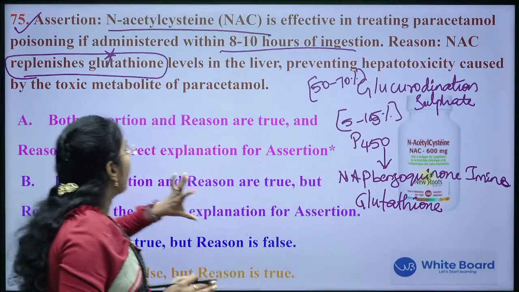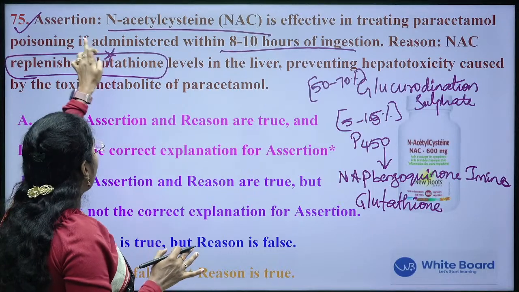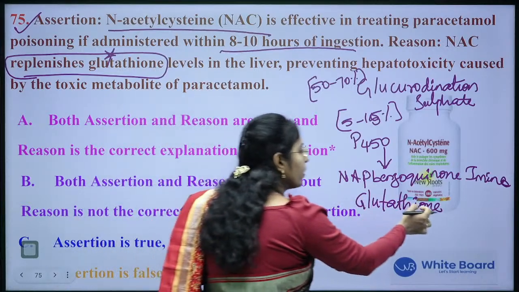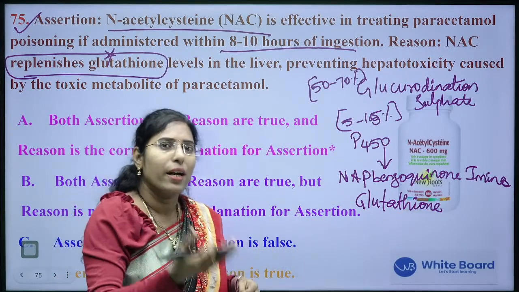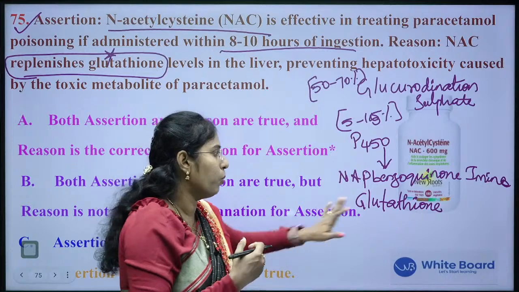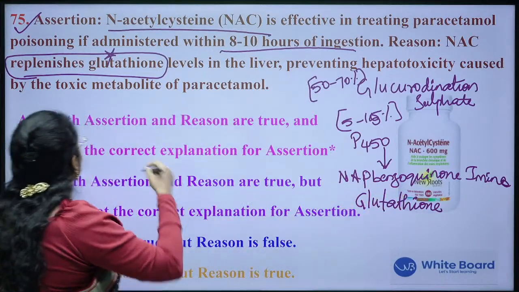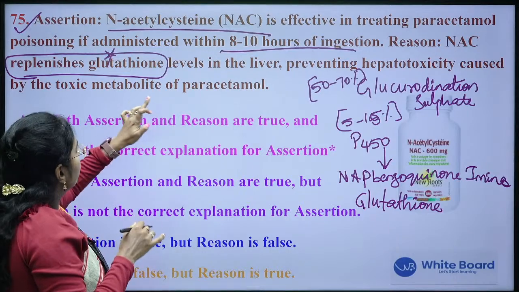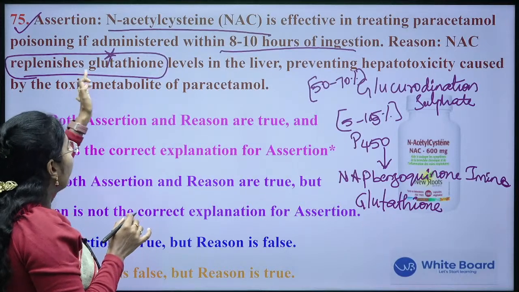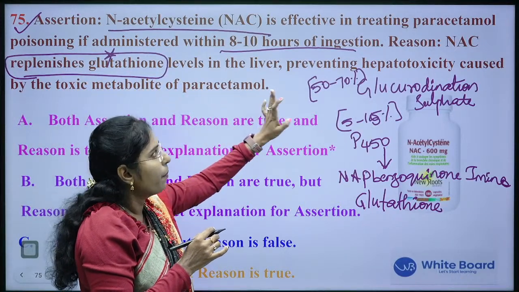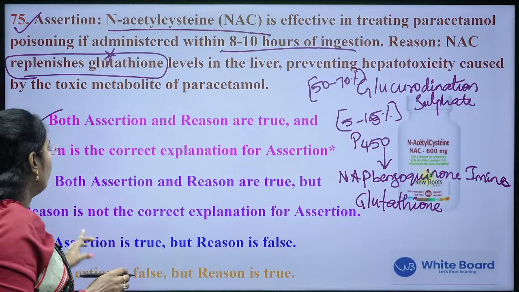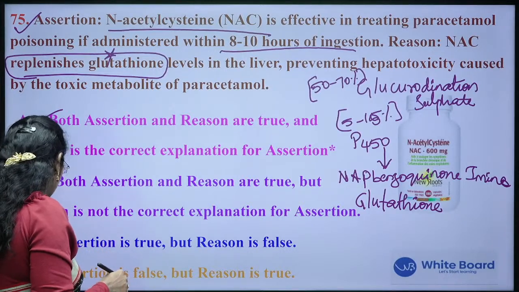Okay. So, what do we have to do? We have to use N-acetylcysteine. It has the capability to replenish this glutathione. So, it increases glutathione availability, so that whatever toxic metabolite is formed will be eliminated out of the body by using this glutathione. So, both are true. Assertion is true and this explanation is also true. N-acetylcysteine replenishes glutathione levels in the liver, preventing hepatotoxicity. So, the correct option is: both assertion and reason are true, and reason is the correct explanation for assertion.